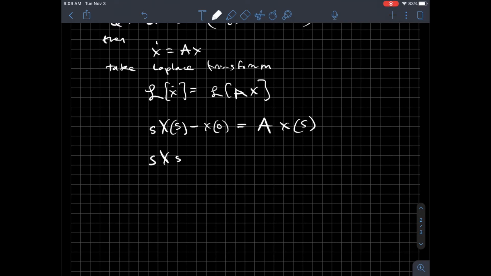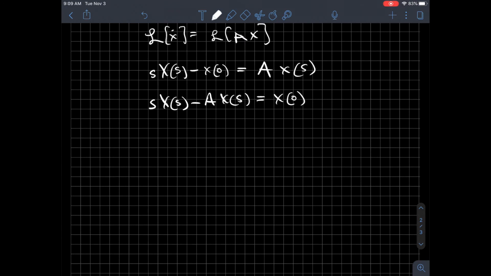I've got s X of s minus A X of s is equal to x of 0. Because s and A are pre-multiplying X of s, I'll pull out a pre-multiplier, s times the identity matrix minus A, times X of s is equal to x of 0.